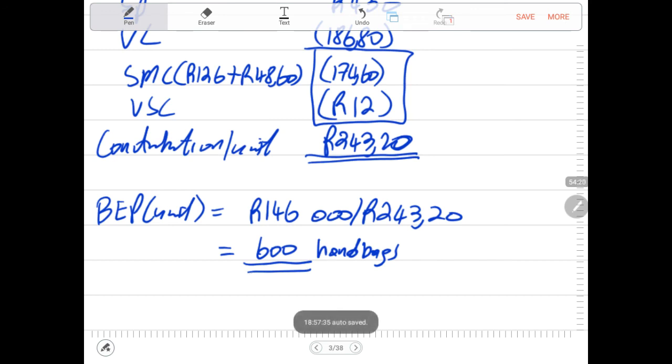The rounding off can be done, because we don't produce half of the product. It is normally not an argument that much. There's normally no penalty on that.